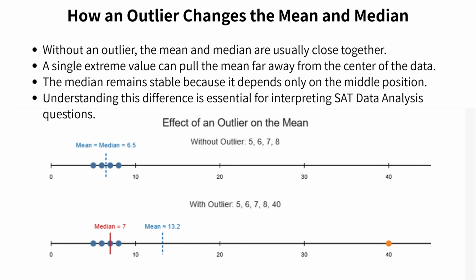on extreme values. This illustrates one of the most important ideas in data analysis. Outliers affect the mean much more than the median. Understanding this difference matters on the SAT, because many questions ask you to predict which measure of center will shift, and how much, when an outlier is introduced. So whenever you see a dataset with one value far away from the rest, immediately consider how strongly the mean will be pulled in that direction, while the median remains much more stable.